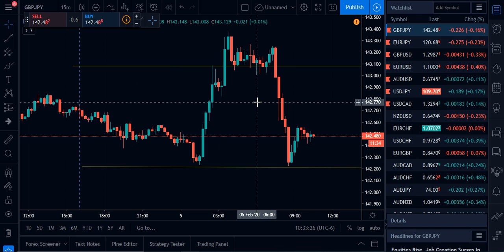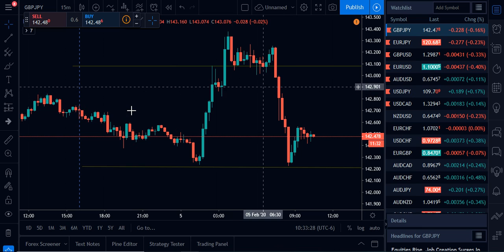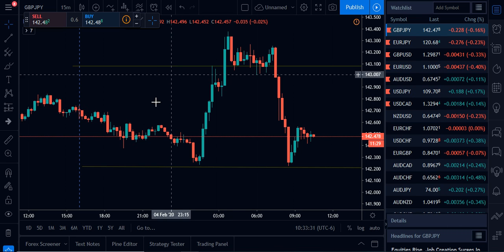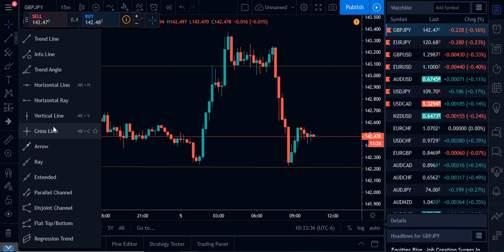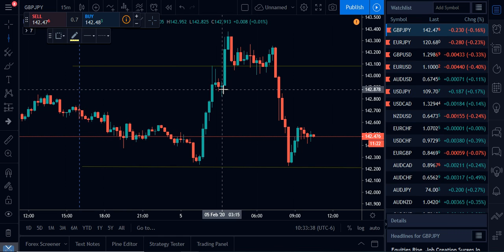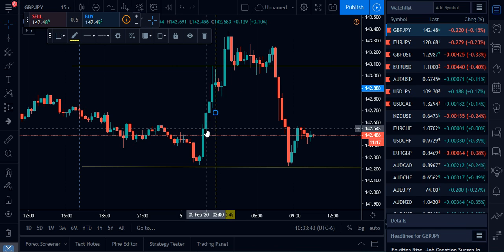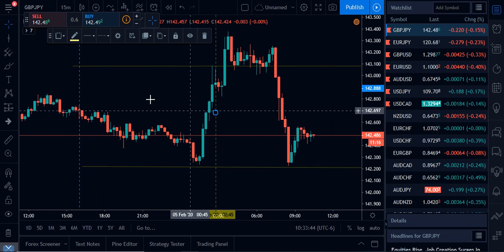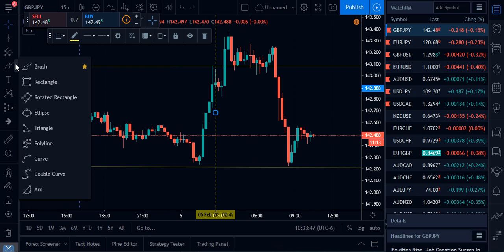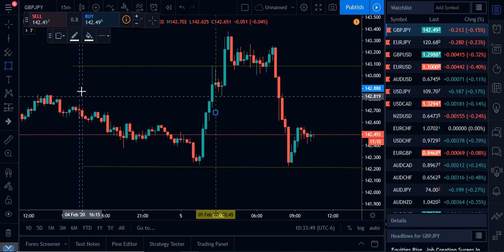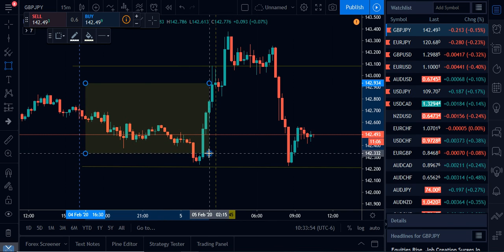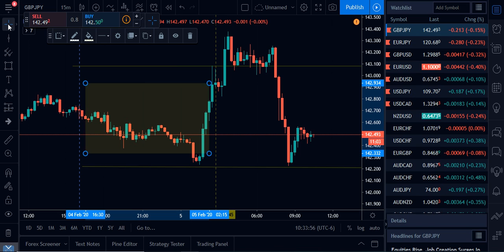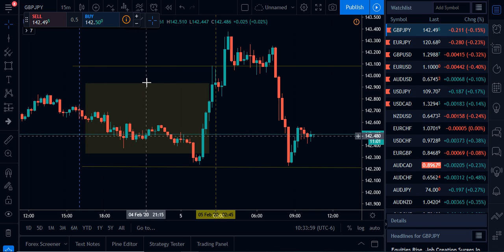Now the strategy is based on this consolidation here, which I will put a line on to divide and make sure. Yes, this area here is what we will be trading. This area here is what we will be trading.